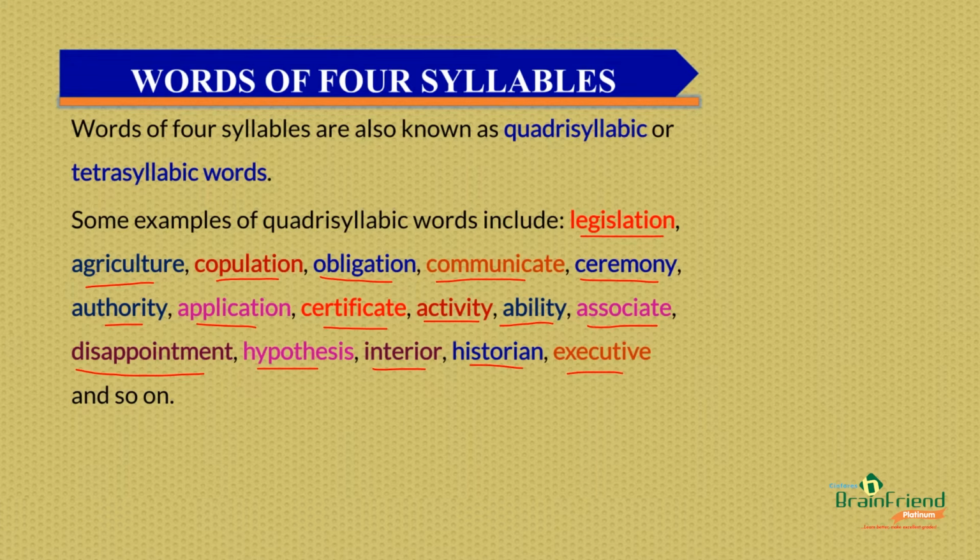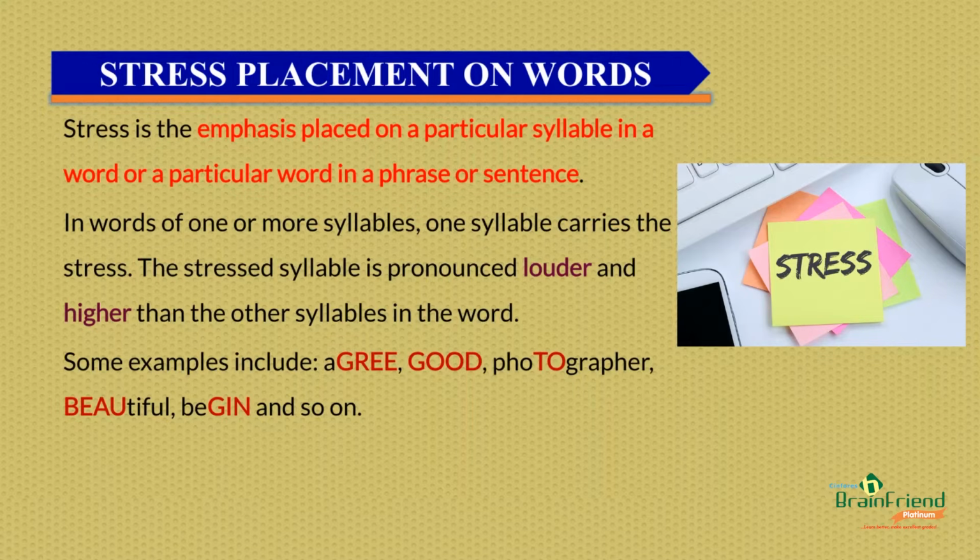Another important aspect of pronouncing words is stress and stress placement. What is stress? Stress is the emphasis placed on a particular syllable in a word. For example, the word table. The stress falls on the first syllable. Other examples are agree. The stress falls on gree.